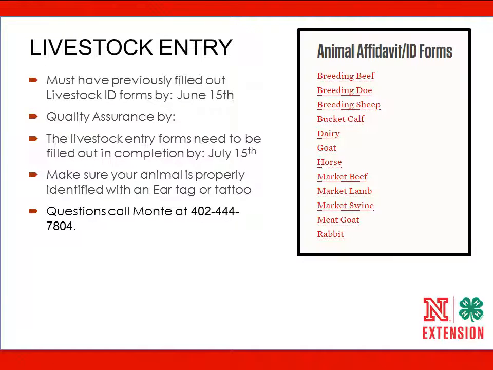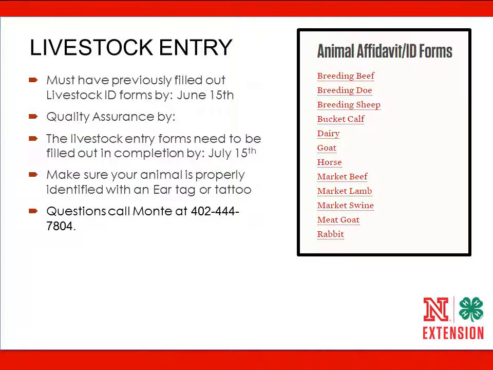We have covered the exhibit hall entry forms and are now moving on to the livestock entry forms. Again, it is important to make sure that you are enrolled in 4-H, which can be done online and needs to be completed by June 15th. Also, by June 15th, you need to make sure that you have your livestock ID forms completed. The livestock ID forms can be found online at the Douglas-Sarpy County 4-H webpage.